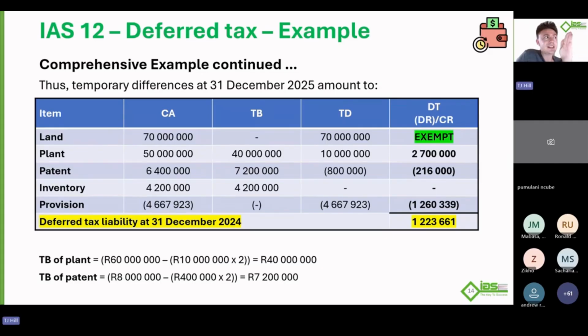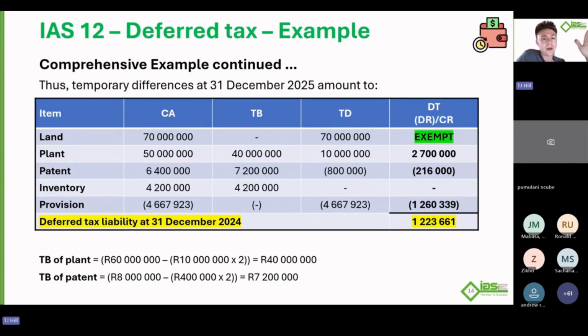Okay. If it is exempt, then you do what we did here for land, where you don't multiply by any tax rate. You say they're exempt and it doesn't add to the total balance. Do you see? If it is not exempt, that means you must recognize it, right? In which case, that's what we did for the remainder of the items. You see? Now, I'm showing you the next step with this comprehensive example.